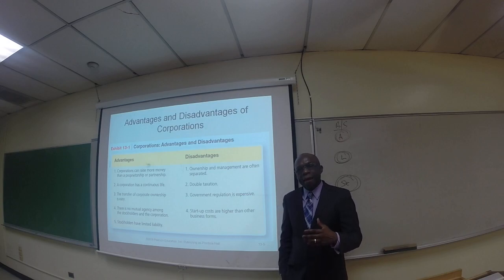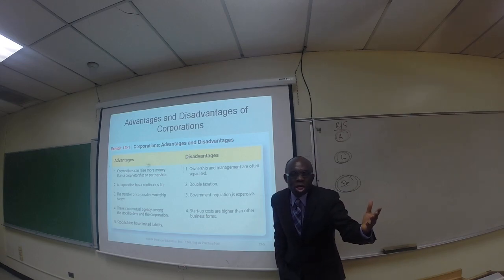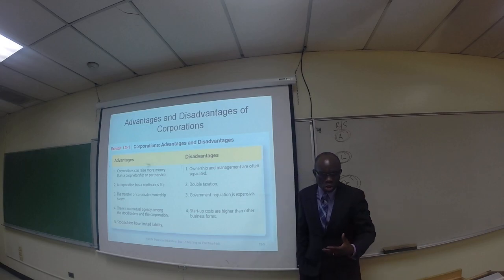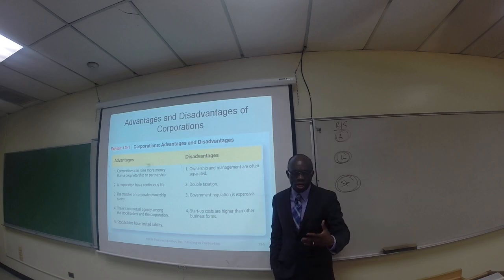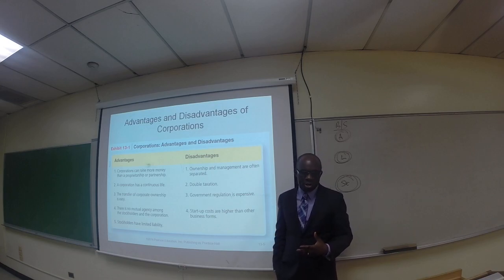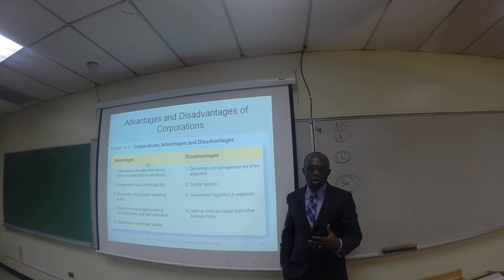McDonald's has been in existence for a long time, and very likely is going to be in existence in the foreseeable future because it is not owned by one person. A lot of stockholders or owners of McDonald's will die, but the company will continue. So usually a corporation has a continuous life, especially publicly traded companies. Number three, the transfer of corporate ownership is easy.